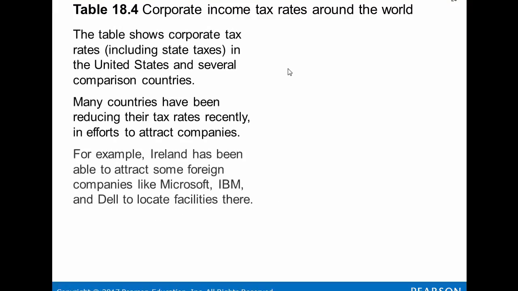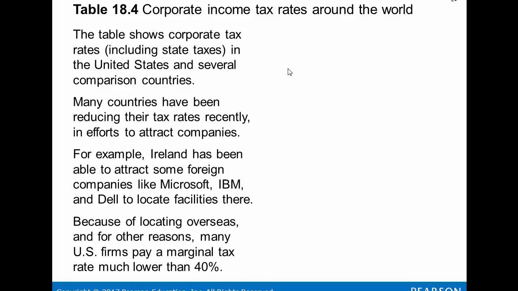That's another idea. So, corporate income tax rates around the world. One of the big debates is we hear a lot about what is called inversion and people leaving the United States due to tax rates and all kinds of things. So many countries have been reducing their tax rates recently in efforts to attract companies. It's so global now, there's a large opportunity to potentially leave in order to make the most money for your shareholders or to have more income. For example, Ireland has been able to attract some foreign companies like Microsoft, IBM, and Dell to relocate their facilities there. Because of locating overseas and for other reasons, many U.S. firms pay marginal tax rates much lower than 40%. So let's talk about it.